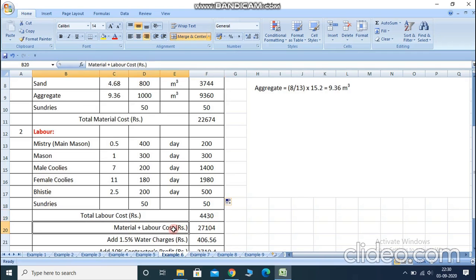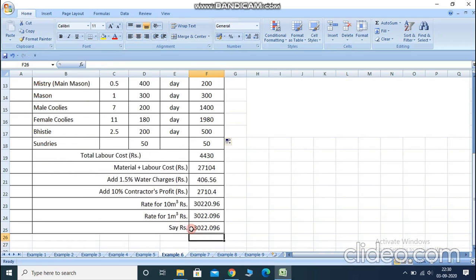Now the summation of the labor cost plus material cost is 22,674 plus 4,430. So 27,104 rupees is the total material plus labor cost. Here water is required to complete this task, so we add 1.5% water charges. 27,104 multiplied by 1.5%, we got the answer 406.56 as the water charges, and we include the 10% contractor profit.